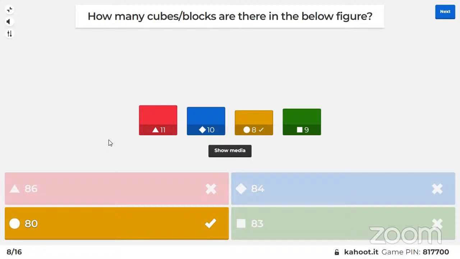So how many cubes or blocks are there in the figure below? 80. There are 80 blocks. Almost everybody has answered all the options equally, I think.